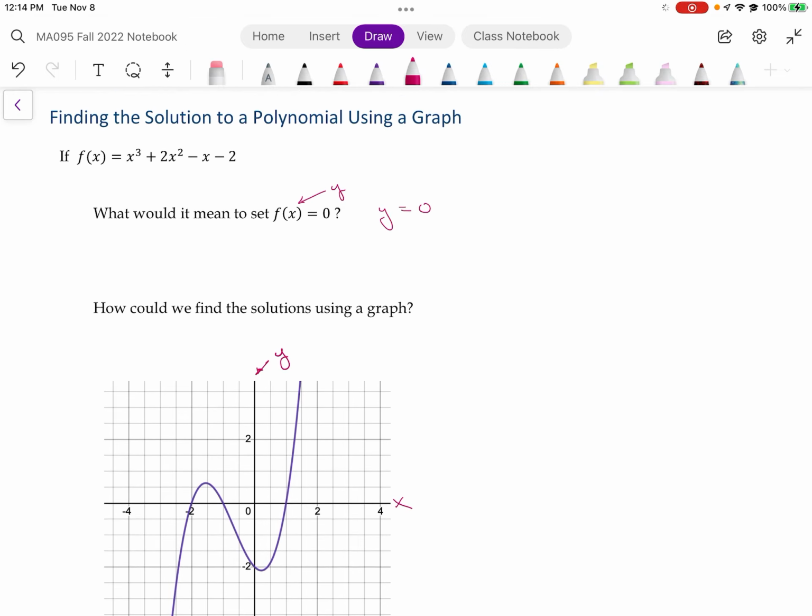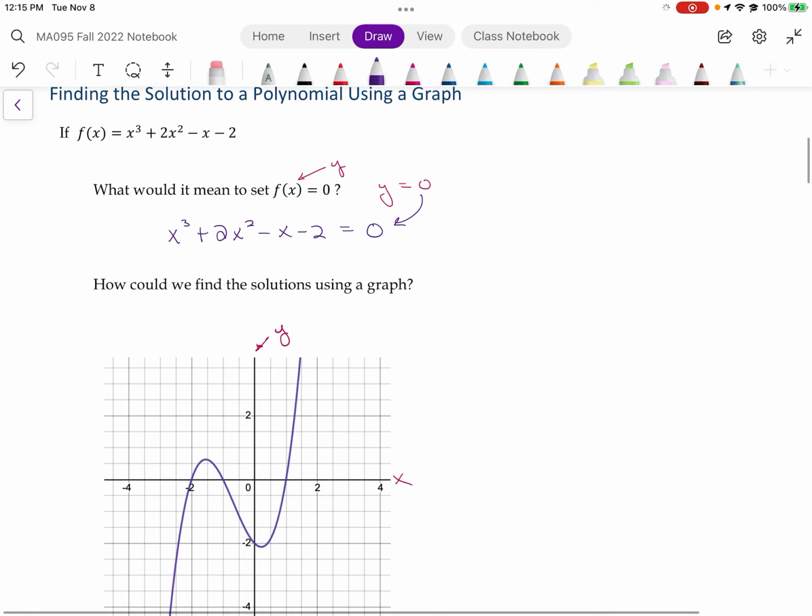So what does that mean? Well, it means in this case that we would have x cubed plus 2x squared minus x minus 2 equal to 0. So that means we have set the equation equal to 0, and that is our y value. So we're looking for x. That's what we're trying to do when we find the solution. What is x when y equals 0? So how could we do that using a graph?